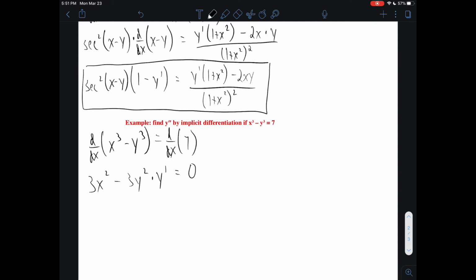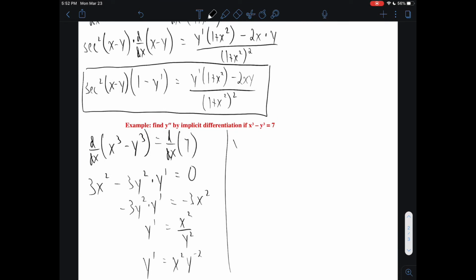And then the right-hand side, that's just a constant, and the derivative with respect to x of a constant is 0. So to get y prime all by itself, we can subtract 3x squared from both sides and then divide by negative 3y squared, and we would get x squared over y squared. And since we're going to be needing to find the second derivative, it might actually be helpful if we just write the first derivative as a product, since the product rule is a little easier than the quotient rule.